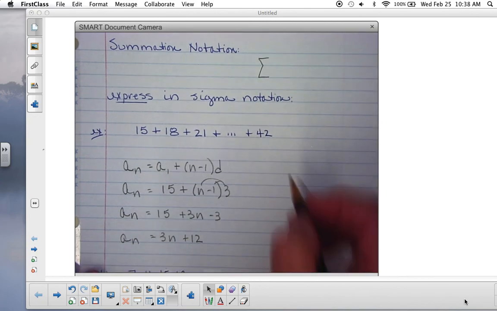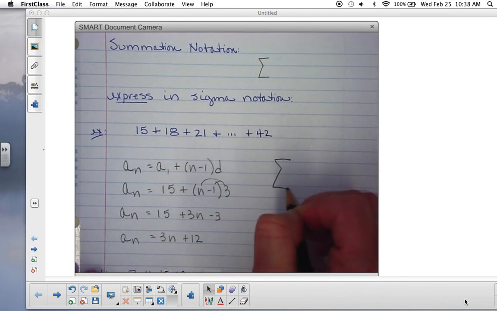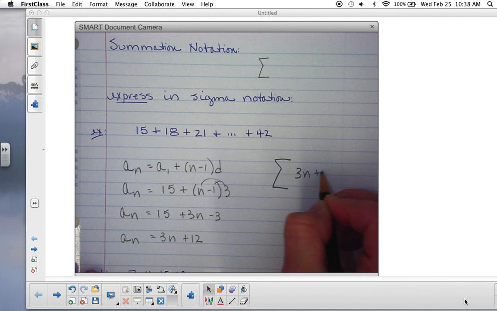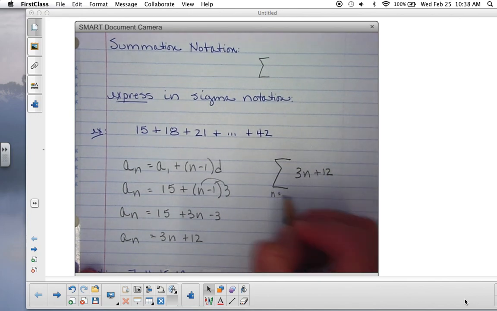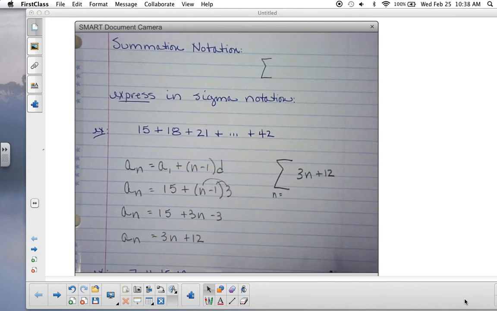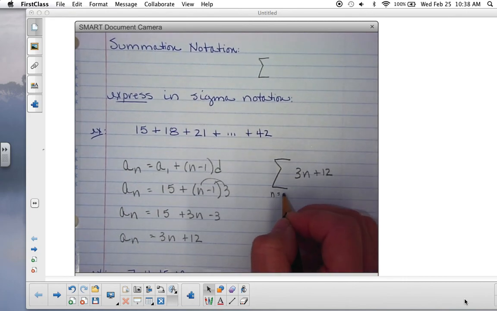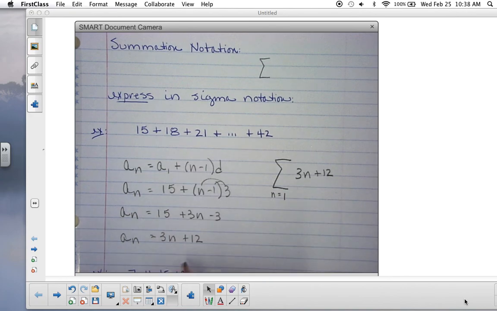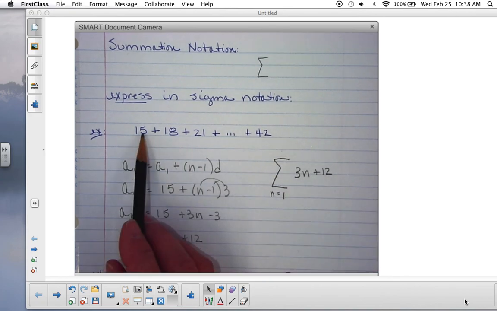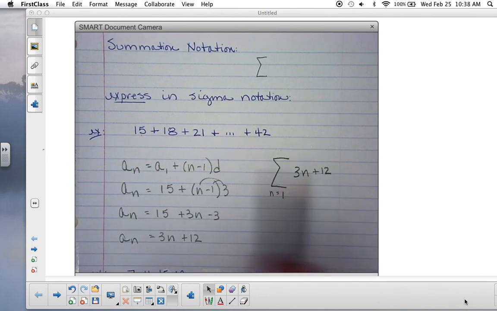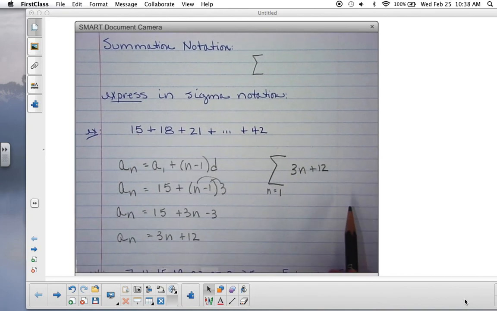That rule tells you what's going to be right in the front part of the sigma. That is the rule. And then you just have to figure out how you want to start and what you want to end at. I want to start always at 1 if I've done this official rule thing. So 3 times 1 plus 12 would give me 15. 3 times 2 plus 12 would give me 18, etc., etc.